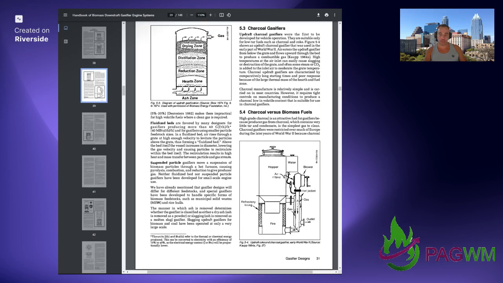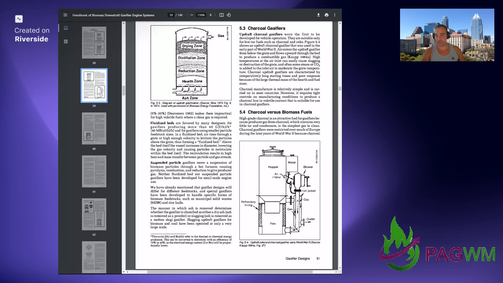The fluidized beds are favored by many designers for gasifiers producing more than 40 gigajoules and for gasifiers using smaller particle feedstock sizes. In a fluidized bed, air rises through a grate at a high enough velocity to levitate the particles above the grate, thus forming a fluidized bed. Above the bed itself, the vessel increases in diameter, lowering the gas velocity and causing the particles to recirculate within the bed itself. The recirculation results in high heat and mass transfer between particle and gas stream.